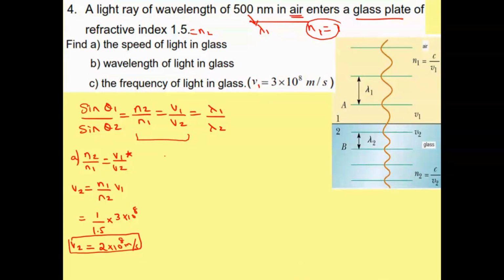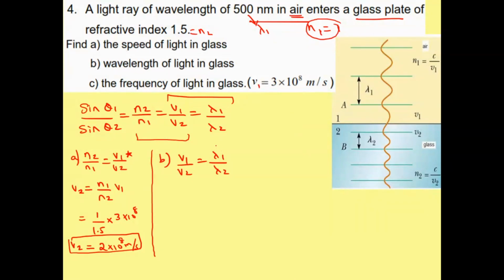So this is the answer for the first question. Clear? Okay, now we have to come to the second question. What is in the second question? We have to find what the wavelength of light in the glass should be. So for this answer, I can use either n2 over n1 equal to lambda 1 over lambda 2, or if you want, you can use v1 over v2 equal to lambda 1 over lambda 2. In both ways, you will get the same answer. So for getting the answer for part B, let's take these two, because v1 is given in the question, and v2 we just found. Am I right? So let's take these two parts. What are the two parts? v1 over v2, which is equal to lambda 1 over lambda 2.